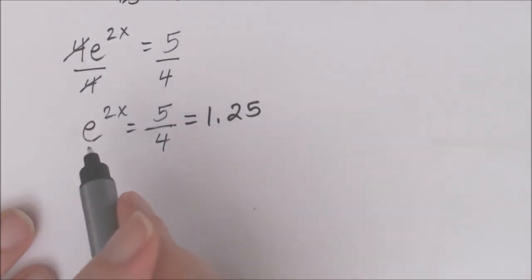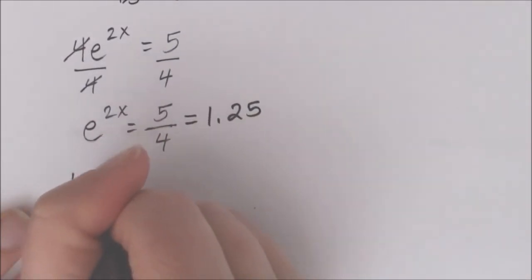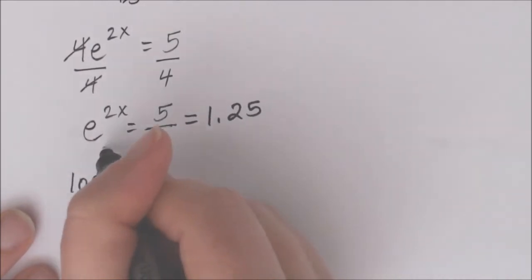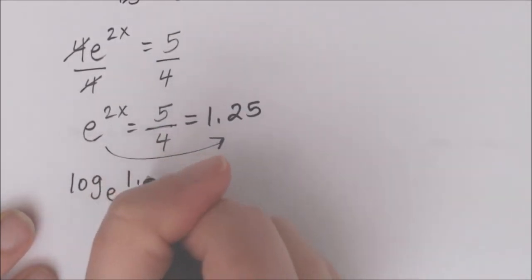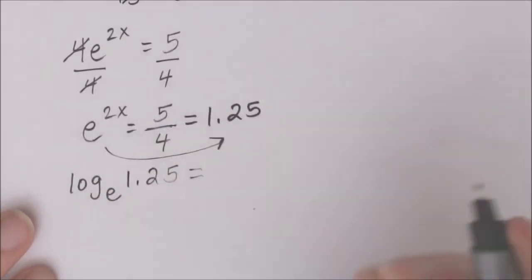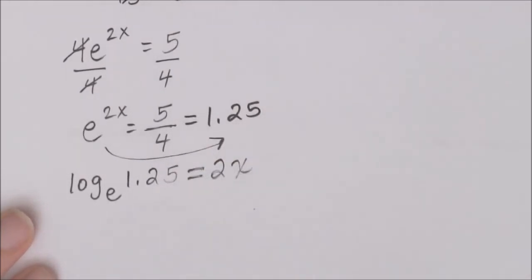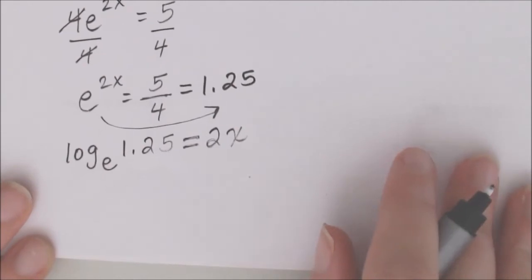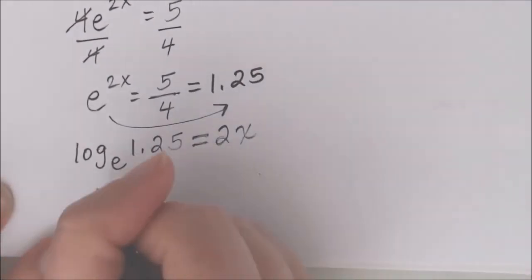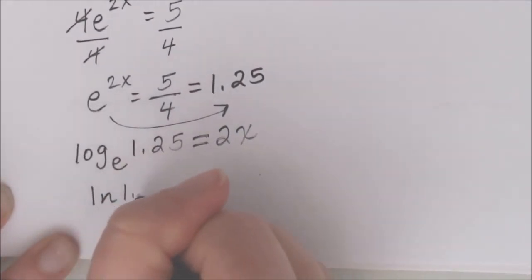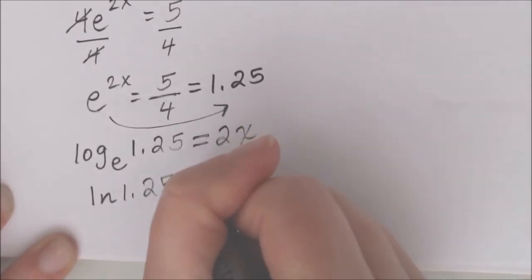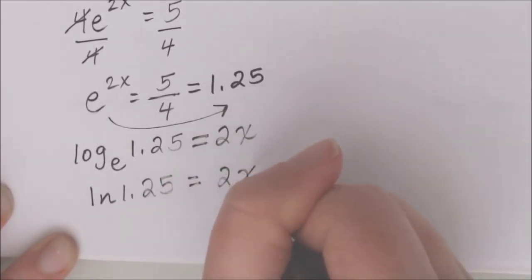So I'm going to switch this to logarithmic form. It's going to be log base e of the other side, so of 1.25, equals the exponent of 2x. Remember, we don't normally say log base e. Instead, we say natural log. So we're going to say natural log of 1.25 equals 2x.